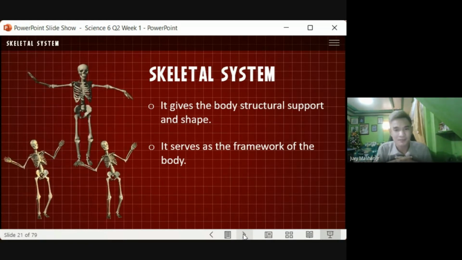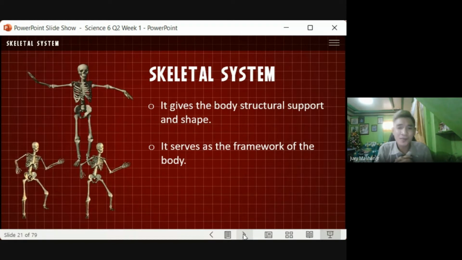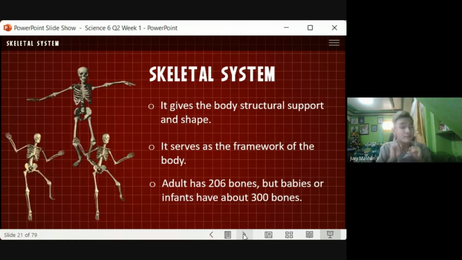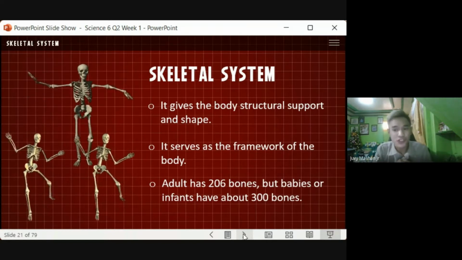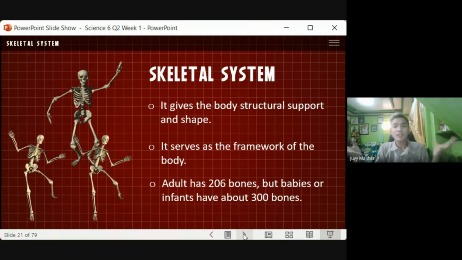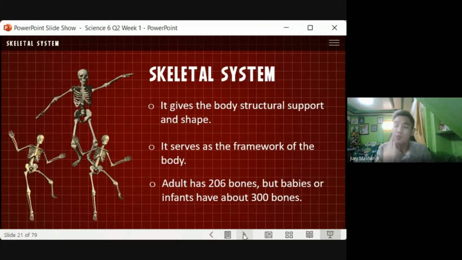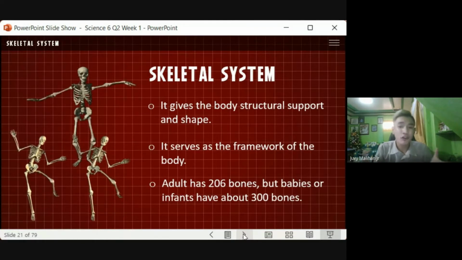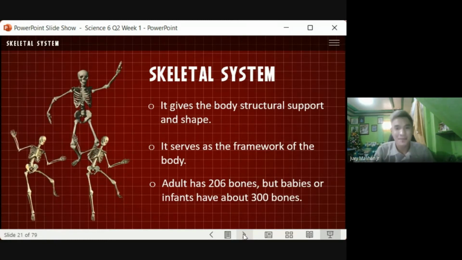Now, I have a question. Do you have any idea how many bones do we have, class? Okay, so we have 206 bones in our body as adult, but take note, class, babies or infants have about 300 bones. Okay, so as we grow old, class, and become adult, our bones are fused together. That's why an adult has only 206 bones. Okay, and of course, these bones, class, work together as a system. That's why we call it a skeletal system.